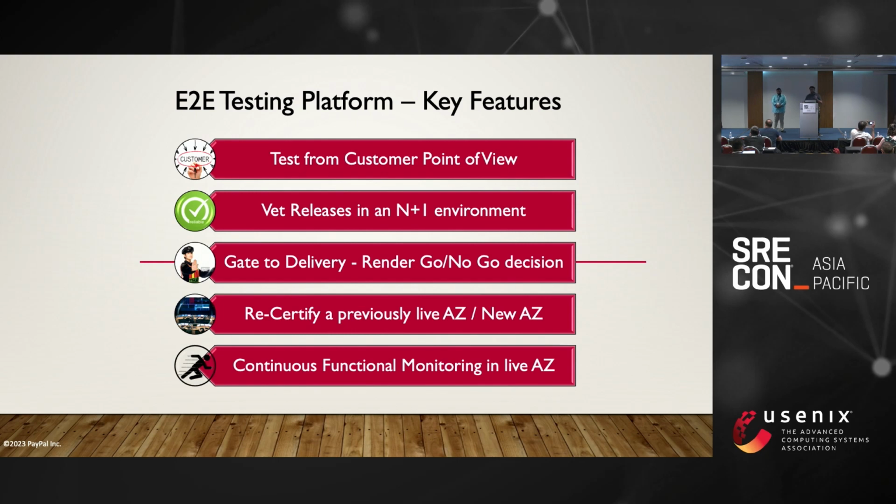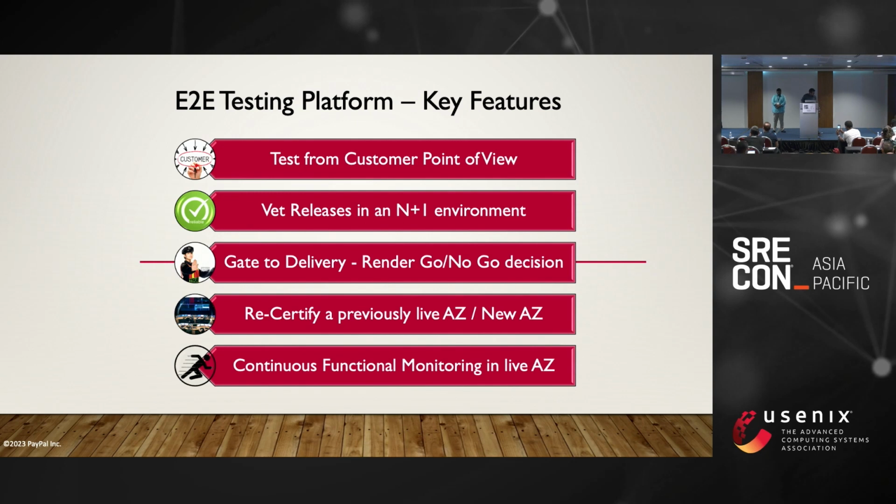in an N+1 environment. So what do I mean? Let's say if I have a component A, B, and C, if I'm going to release a new manifest for the B, the new manifest will be deployed in the dedicated data center, and the flows that are going to cover this A, B+1, and C will be run, so that I get a confidence that my release is not going to affect the experience, and it is a final gate to delivery.